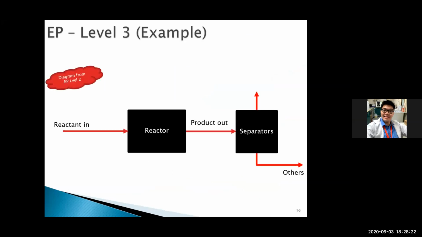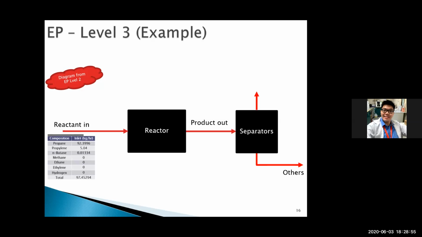Now, from the EP level 2 diagram, we have a PFD, something like this. Reactant in. Again, bear in mind, this reactant in is the product out of the distillation column. And then the product out. The product out will go to these separators. There are a few separators here, I just did not show them. I'm just going to show what I recycled back to the reactor.